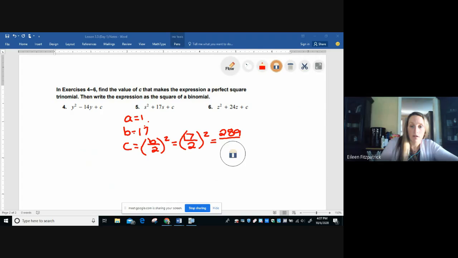Oh, I erased some of it. I have to rewrite that part of it. That's a 4 under there. Okay, so now I know the c value.